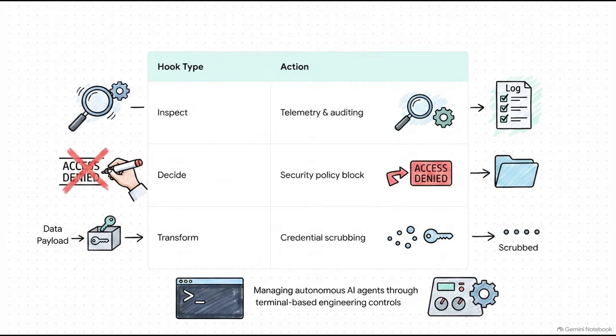An inspect hook handles compliance logging silently in the background. A decide hook fires right before a tool is used, acting as a blocking middleware to deny access to protected directories. And a transform hook? It can actually mutate payloads in transit to instantly scrub credentials, enforcing corporate security in real time.